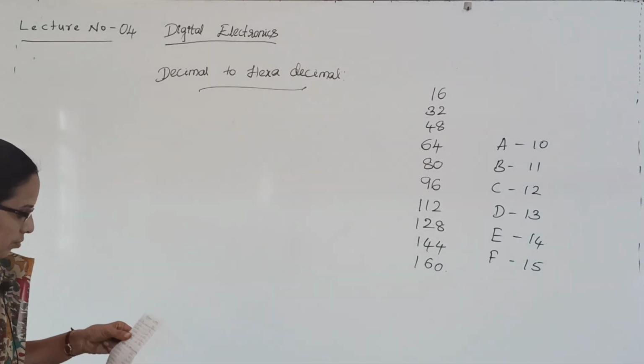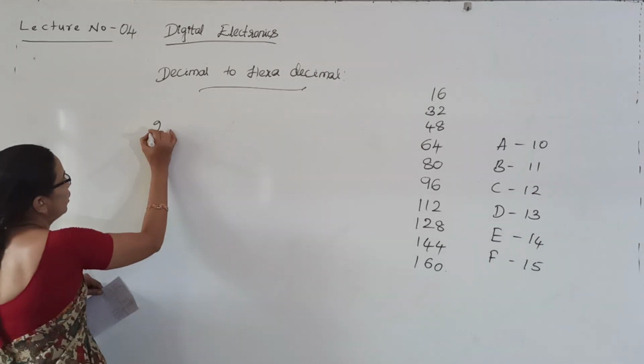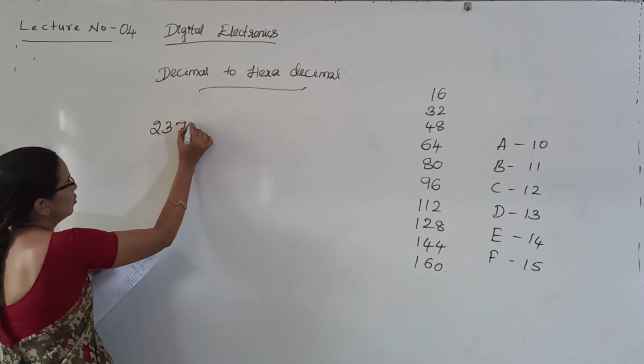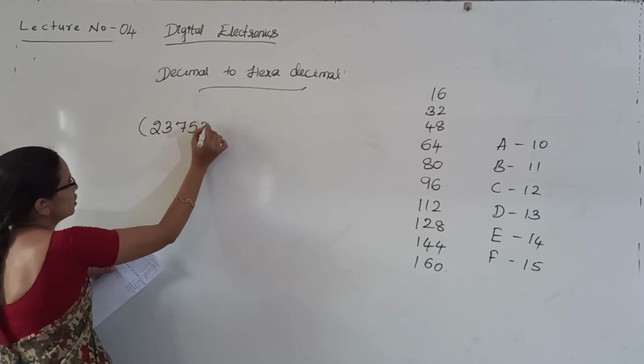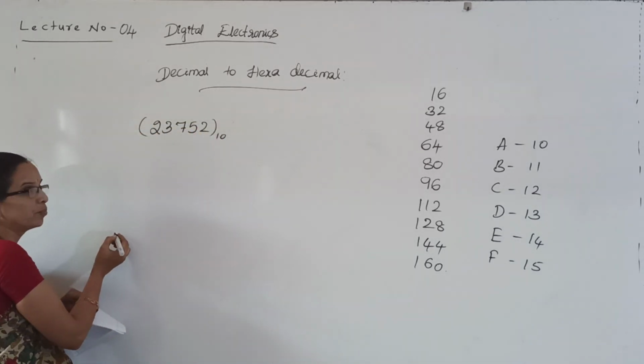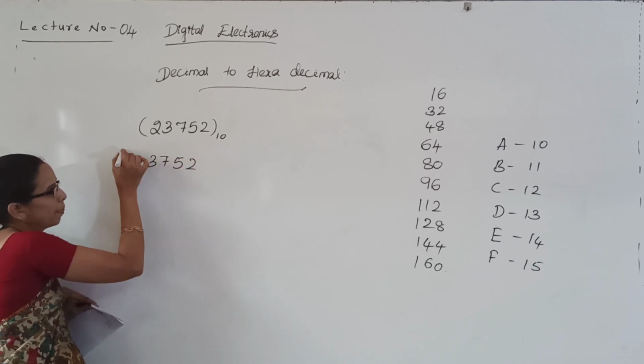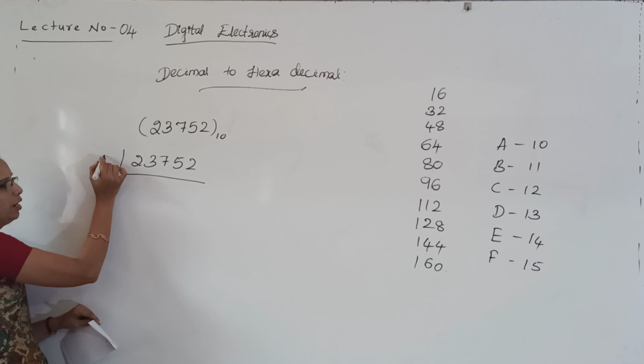Next one, 23,752 is a given decimal number. You have to convert this into hexadecimal. Divide by 16.